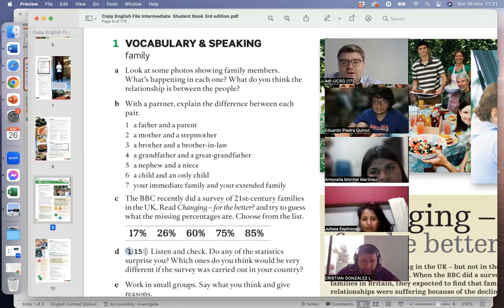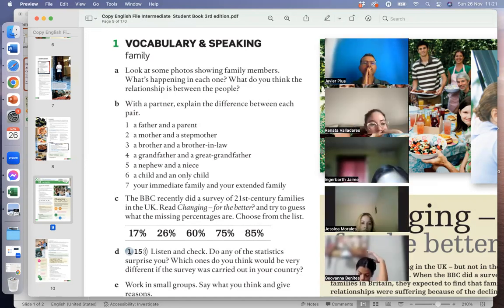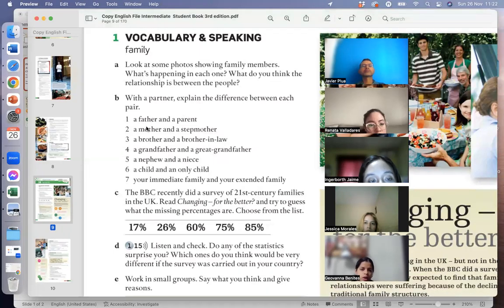Okay, now Joanna, could you read the activity B, please? With a partner, explain the difference between each pair. Number 1, a father and a parent. Okay, so can you explain what is the difference between a father and a parent?